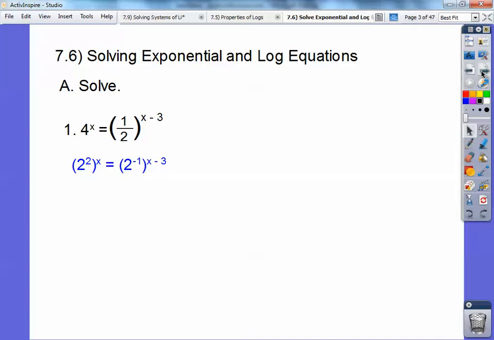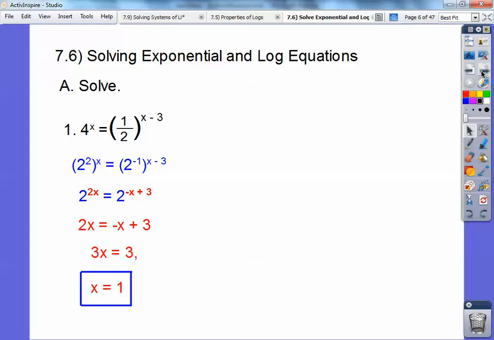Then with powers raised to powers, you multiply those. Since I have 2 to a power on the left and 2 to a different power on the right, you can set those powers equal to each other and get x equals 1. All right, let's try another.